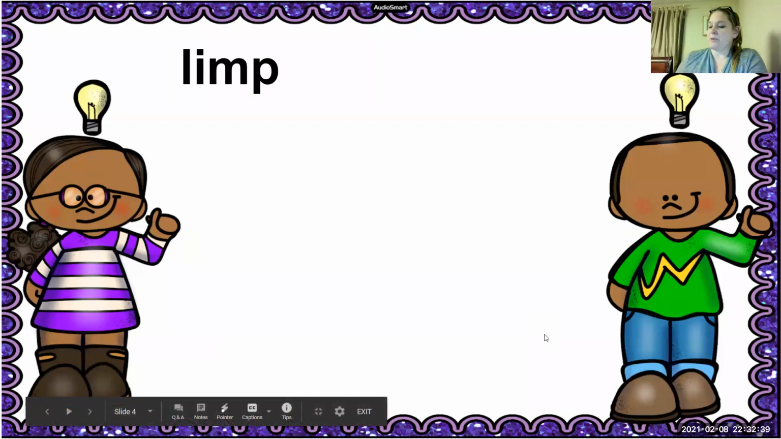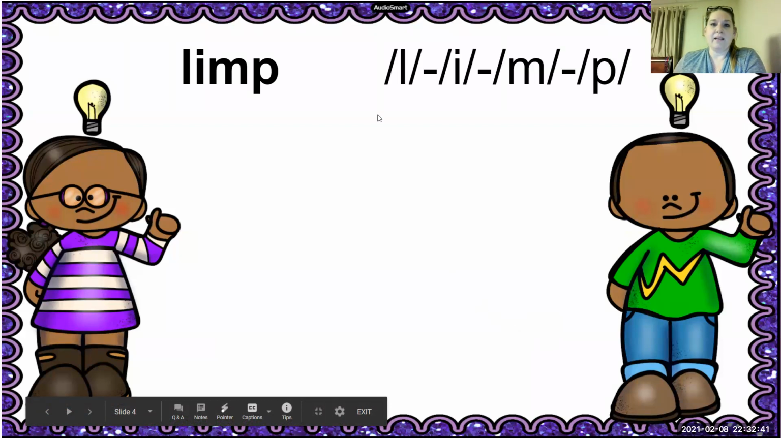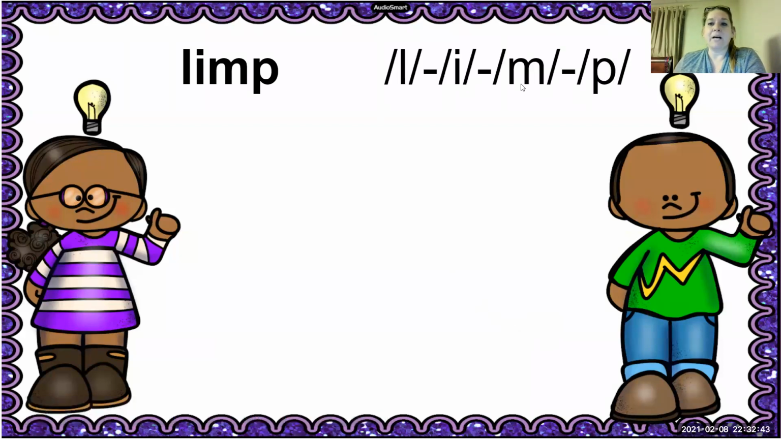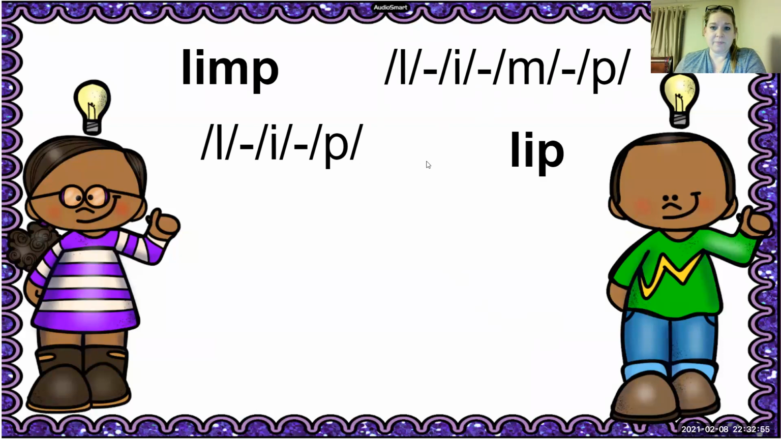Our next sentence is, the man walked with a limp. Limp. Let's break that word apart. We have lim. The mp is the blend. We're going to get rid of the m part and just say lip. So the new word on the curve is lip. Good.